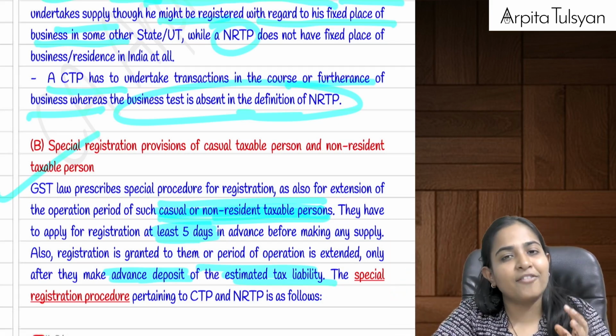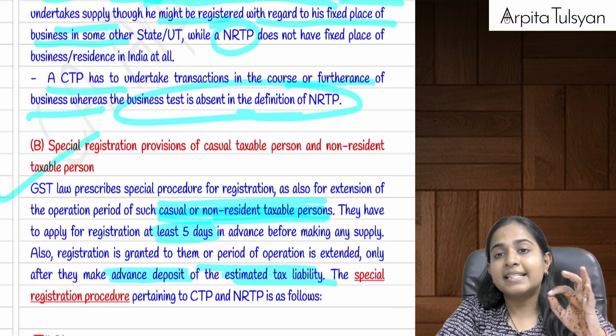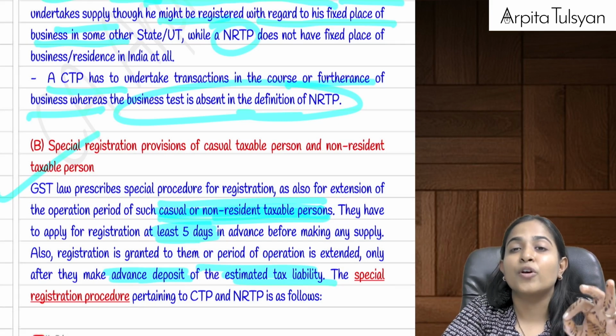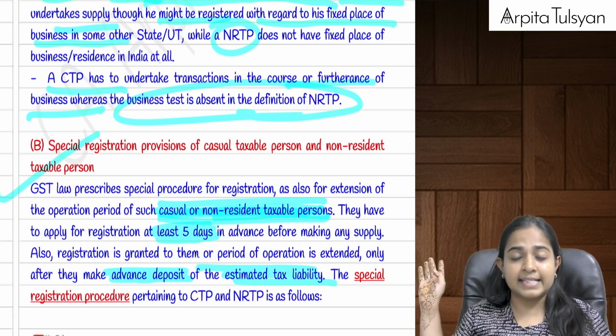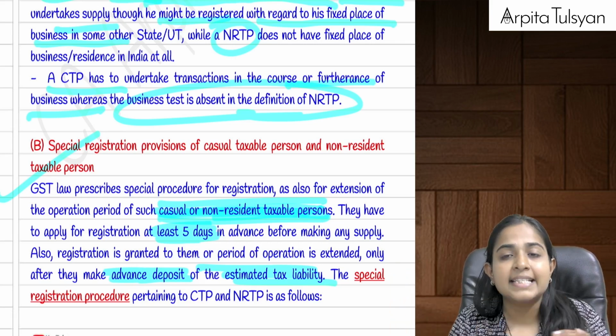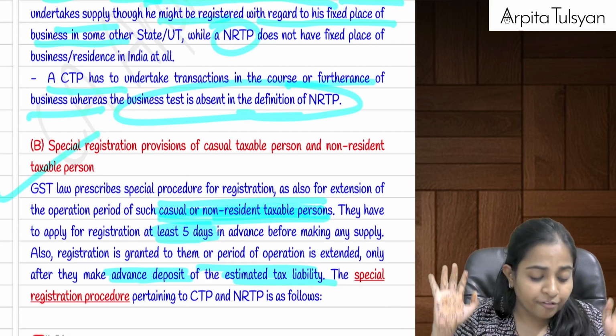So I will have to get myself registered as a CTP. Okay, and CTP can do this only in the course or furtherance of business. But for NRTP, he is not having any place of business, any residence here in India, and it is not necessary also for him to do it in the course of business.